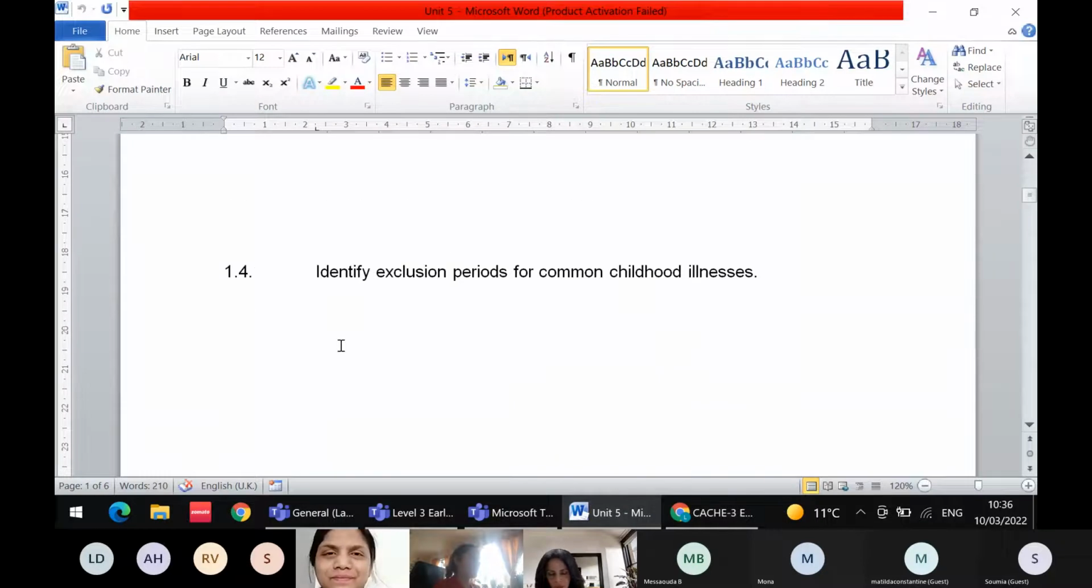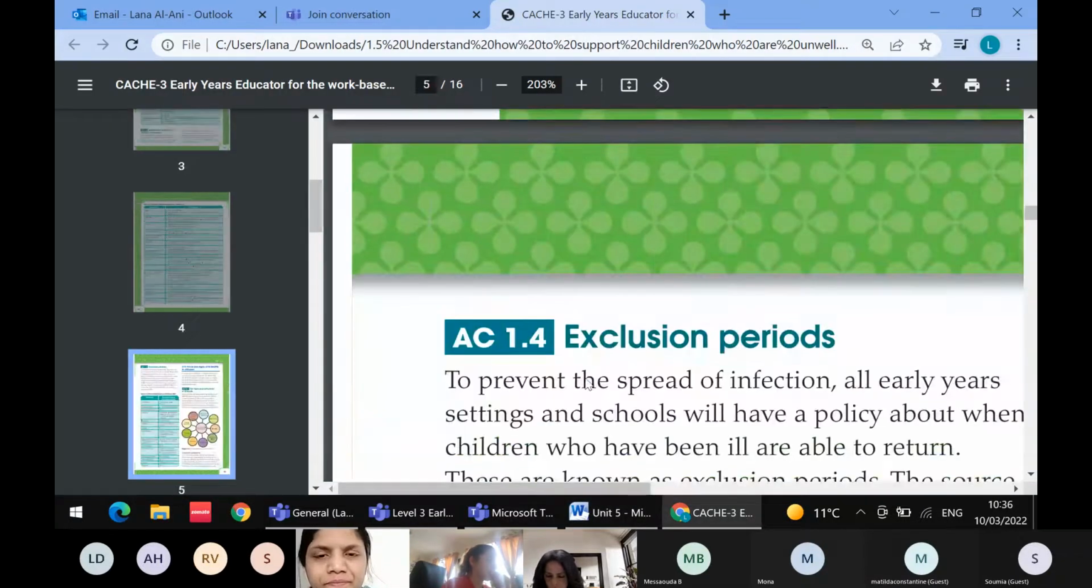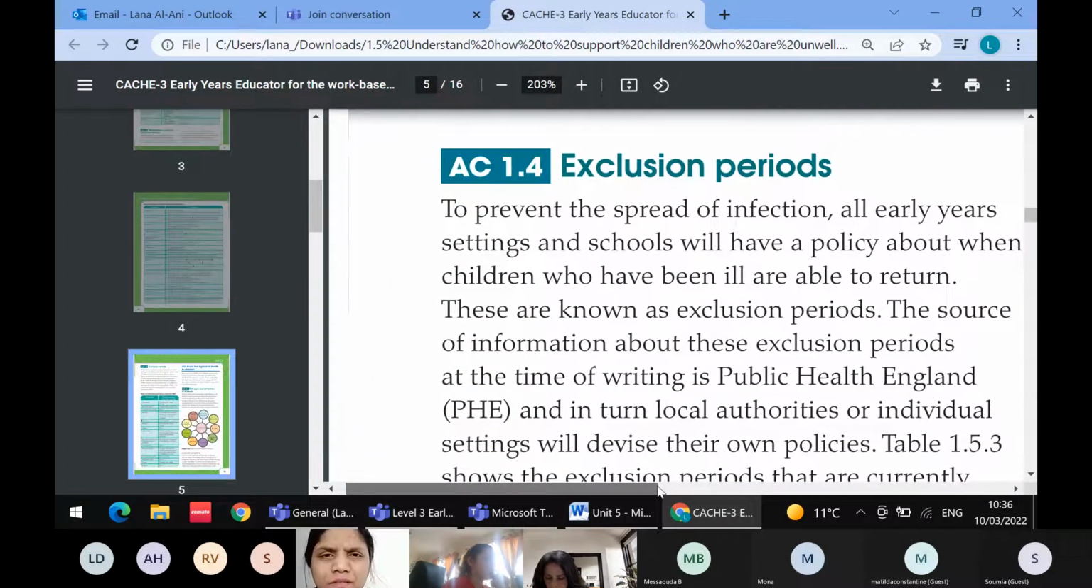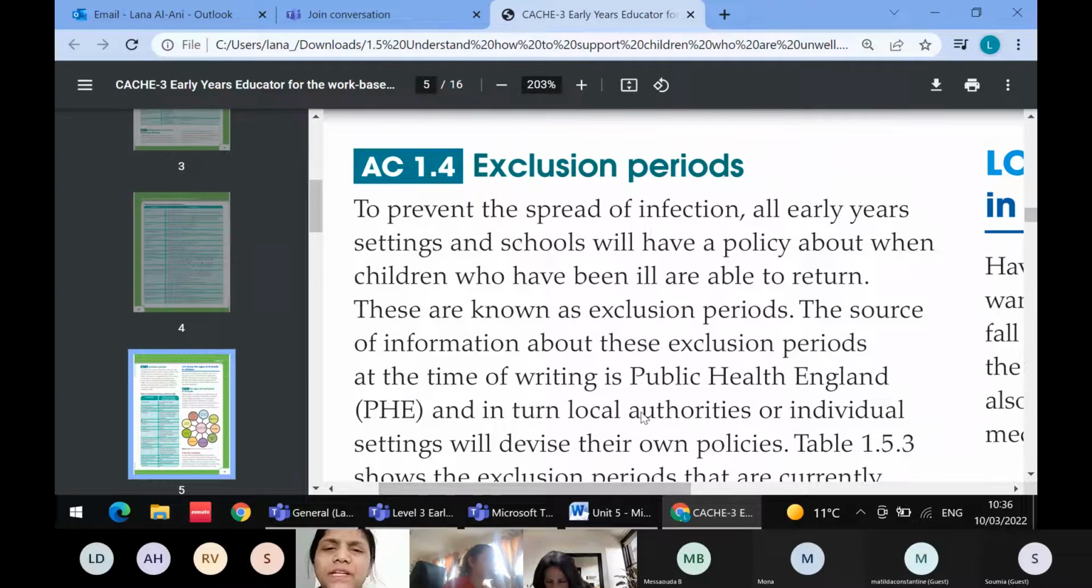How about 1.4? Identify exclusion periods for common childhood illnesses. What does exclusion mean? Do we know? The incubation period? Yes? What is it? The incubation period. Very good. No, the exclusion, not the incubation period. From the word itself, exclusion means excluded.